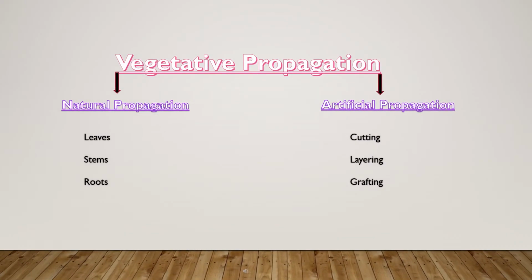Dear children, in last class we discussed the asexual mode of reproduction. Today in this session we are going to discuss vegetative propagation. Vegetative propagation means a plant is reproduced by its vegetative parts like leaves, stem, roots. If these vegetative parts give the new plant, it is called vegetative propagation. If this vegetative propagation is done by nature, it is called natural propagation. If it is done by man, it is called artificial vegetative propagation. Okay, children, now let us see natural propagation.